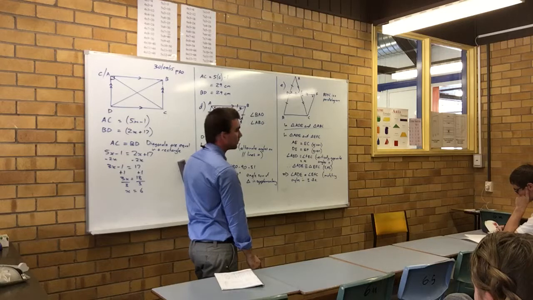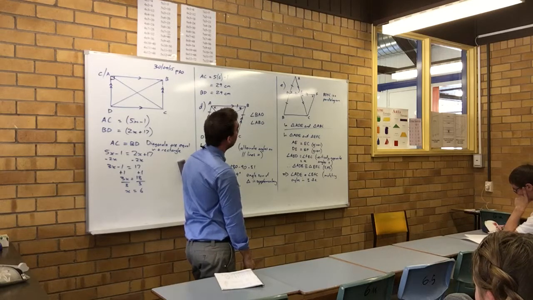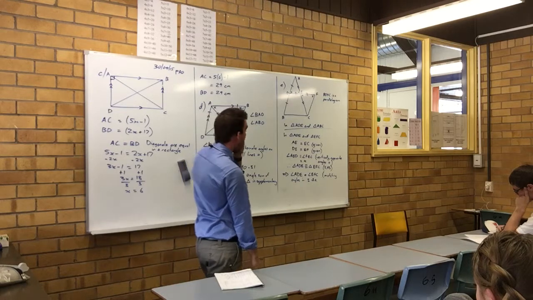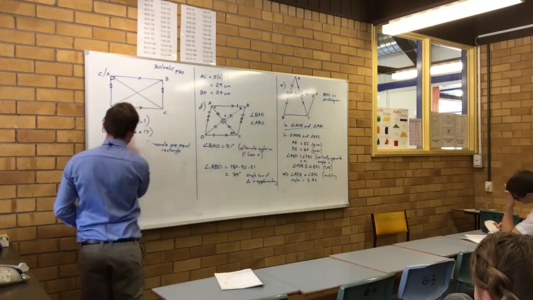Does that mean AD is FC as well? After you've proved that it's congruent, doesn't AD equal FC? Yep, so all the matching sides and the angles are all equal.